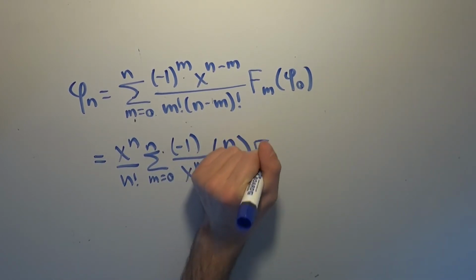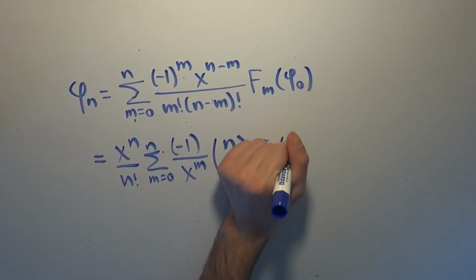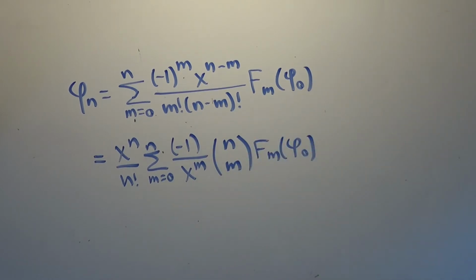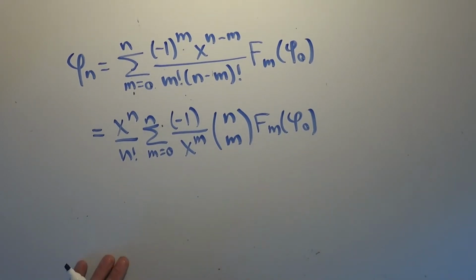And then we multiply by big F sub m of phi 0, which is of course, again, the inverse of the original function little f of x, and this is the antiderivative of little f of x to the power of m, and that function is being applied to the inverse function.